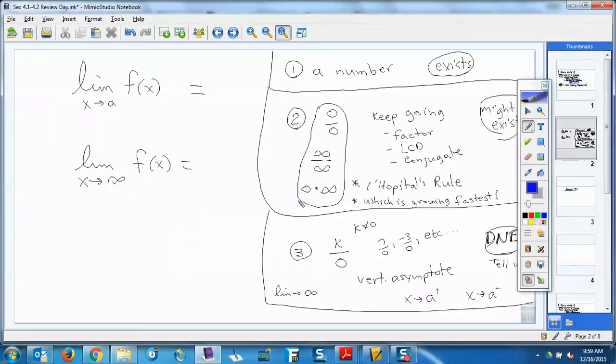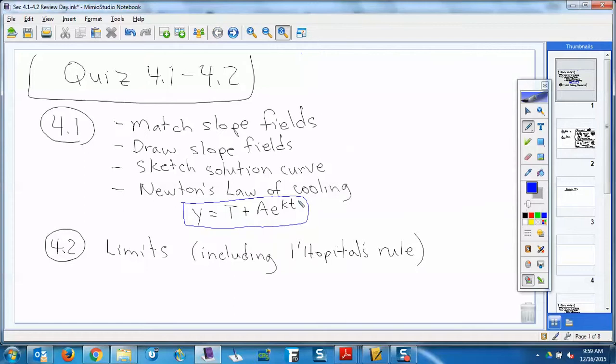This is a pretty easy test. Well, I would think matching slope fields should be, right? The problem with matching is you get off on a couple, right? And then they kind of come in pairs a little bit. And that's kind of how I grade it.